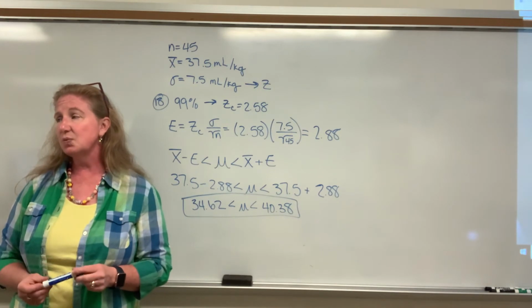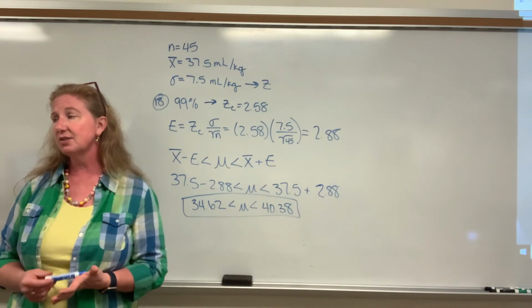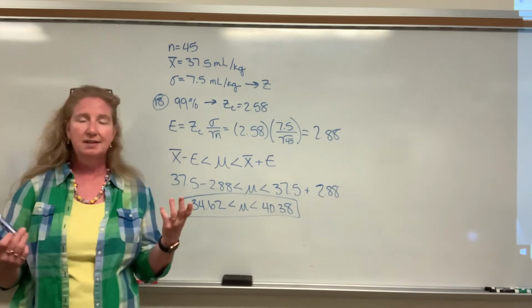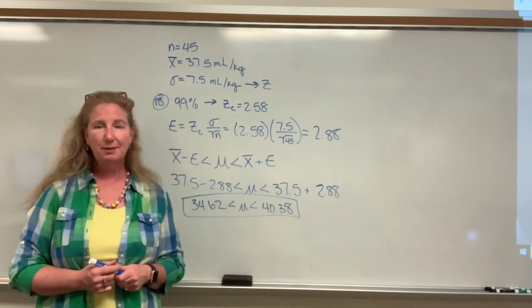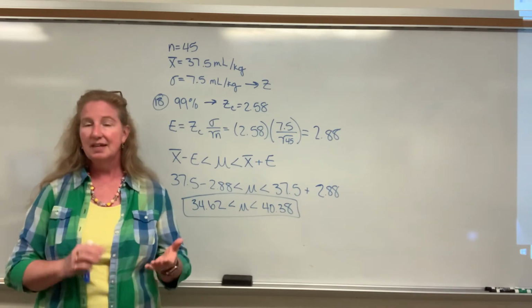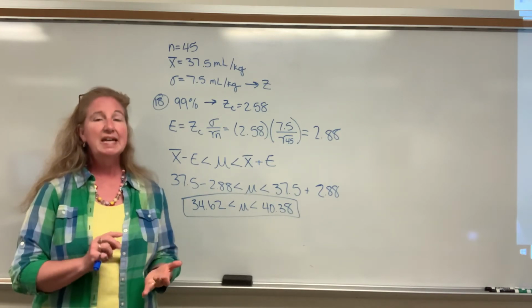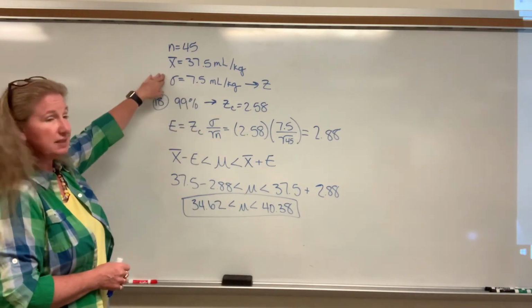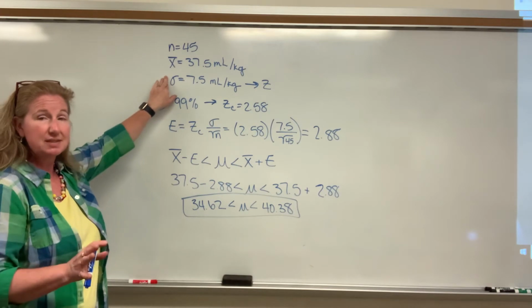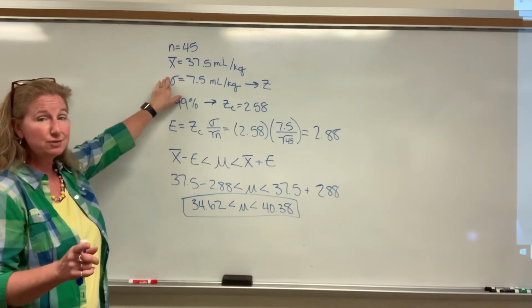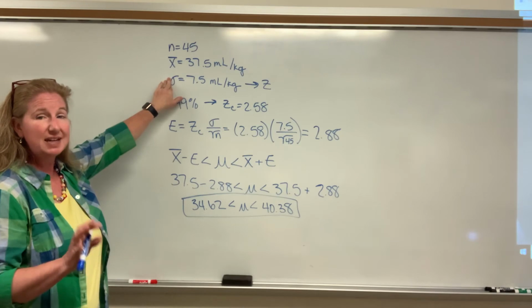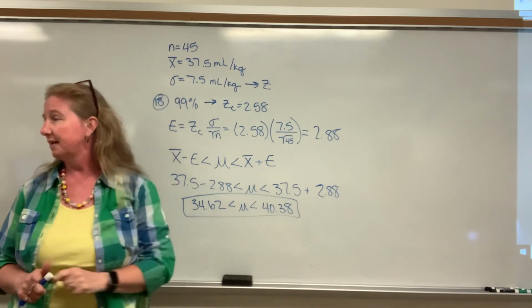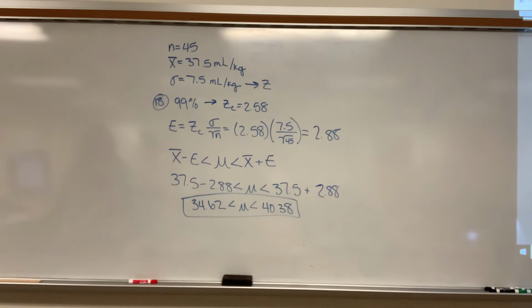Number 19 says, what are the conditions necessary for your calculations? Assume we're in section 8.1, which we are. Sigma must be known, and N has to be greater than or equal to 30. So we knew to use Z because sigma was given, and although we weren't told it was normally distributed, because N was greater than or equal to 30, we were all set. It doesn't say they're normally distributed.